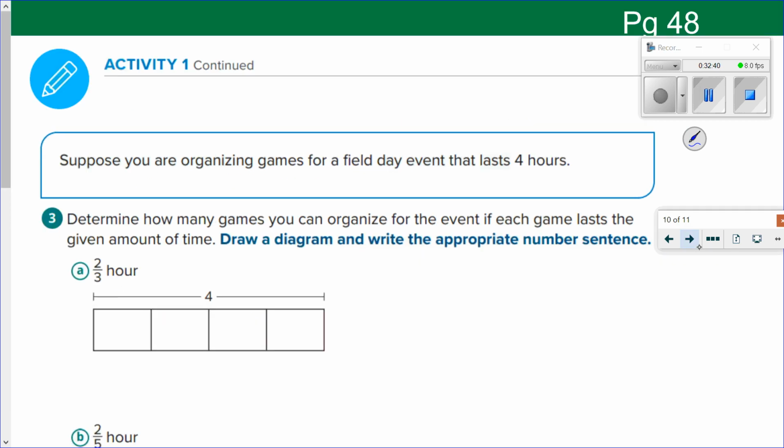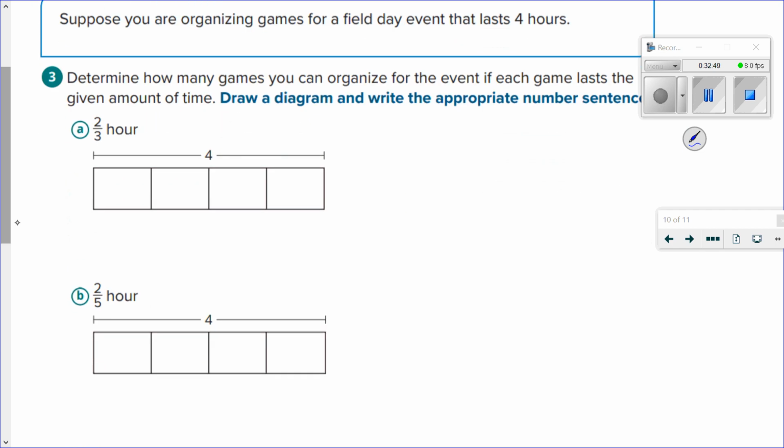Awesome. Let's go to page 10. All right. Slide 10 for me. It's page 48 for you. Page 48. We're going to give you guys, we'll say 4 minutes to do number 3.